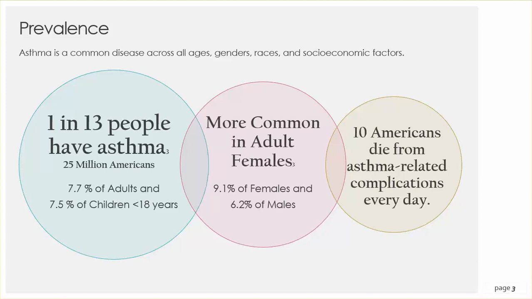Asthma is more common in adult females versus males, and it's actually the opposite for children, being more common in boys versus girls. The reason why some women may be more apt to getting asthma as they grow older is they can develop adult onset asthma during or after menopause. And approximately 13 Americans die each day from asthma-related complications.